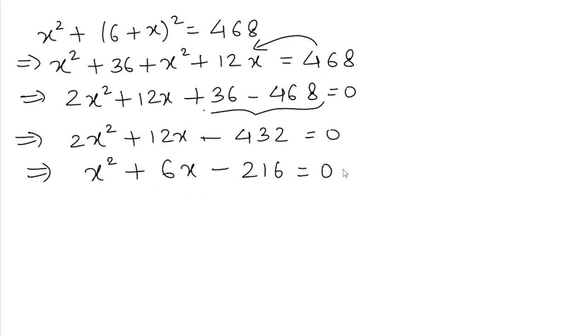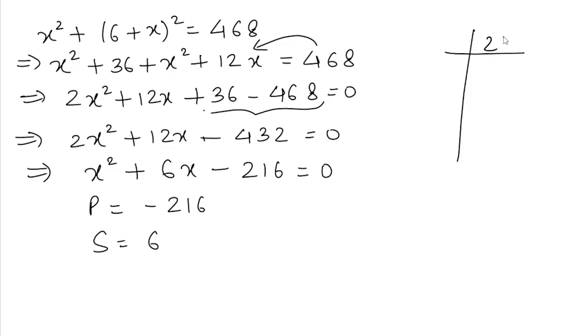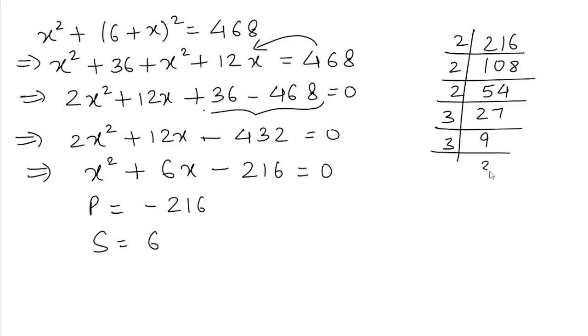Now this is a quadratic equation in one variable. We can solve it using the split the middle term method. So here we want two numbers whose product is minus 216 and sum is 6. Let us factorize 216. We divide 216 by 2 and get 108. Then we divide by 2 again and get 54. Then by 2 we get 27. Then by 3 we get 9, then 3 again we get 3, and again by 3 finally we have 1.